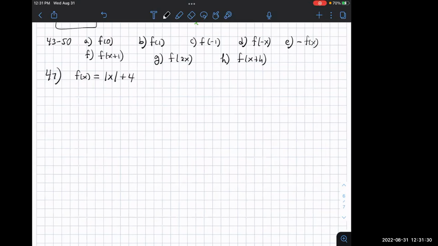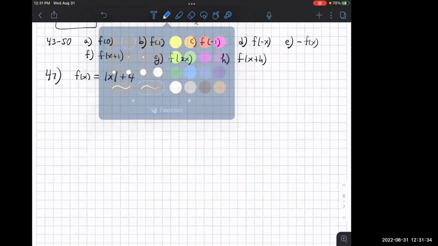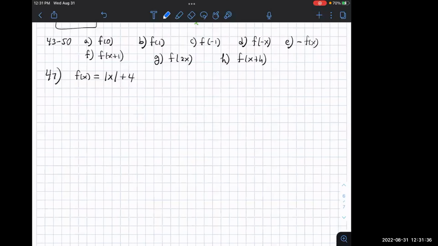Not a function, right? Let's see. So yeah, I think it is. It is. Why is it a function? Because the absolute value is the f of x. Yes, the absolute value of x gives you just one answer, right? It's always positive. And that answer plus 4 gives you one answer.